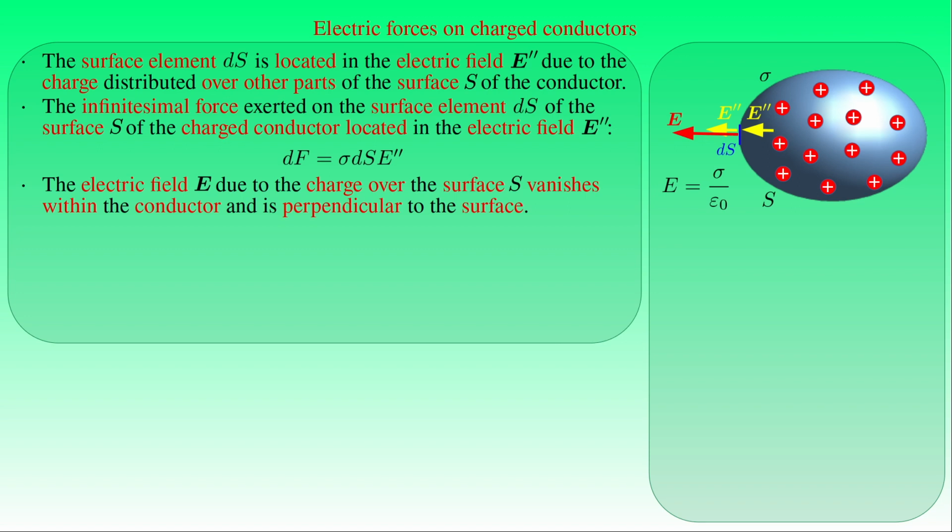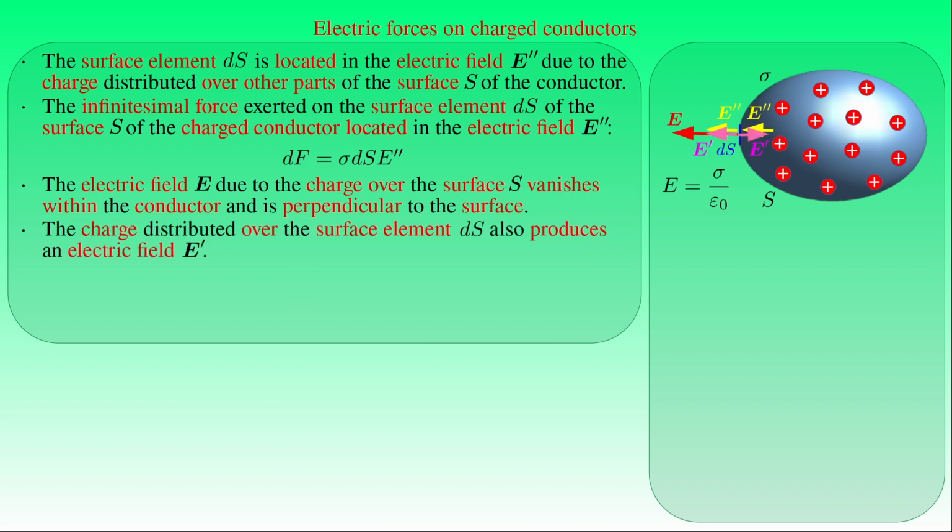The charge distributed over the surface element ds also produces an electric field E prime, pointing away from the charged surface. As the figure shows, the electric field E double prime is the same at two corresponding points on opposite sides of the surface area element ds, whereas the electric field E prime points in opposite directions and only its magnitude is the same on the opposite sides of the area element.